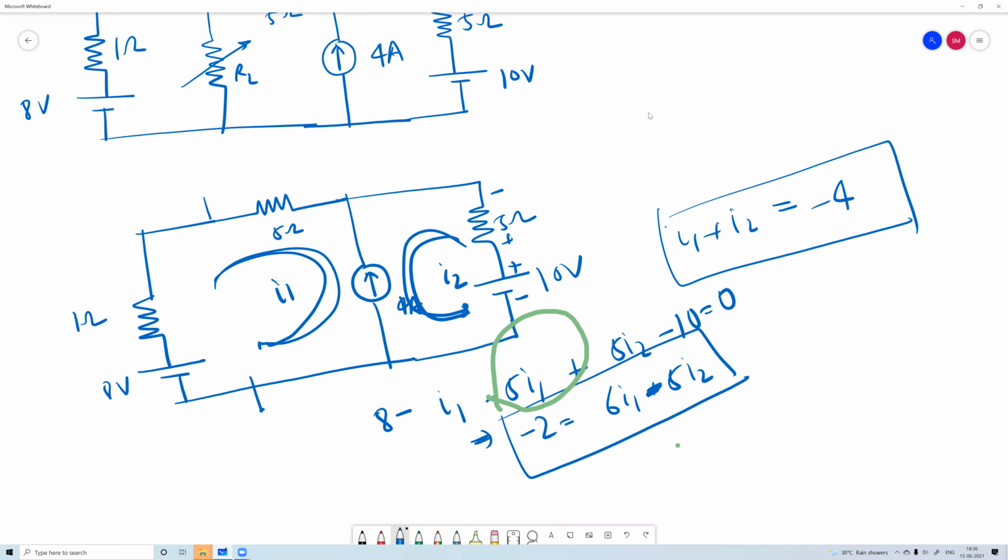So solve the two equations. If you solve it, you will get, wow, very easy answer: I1 equal to I2 equal to minus 2 amps. Are you getting it? Okay, so what will be VTH finally?